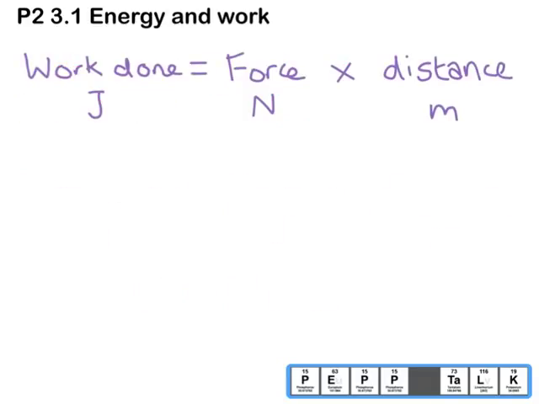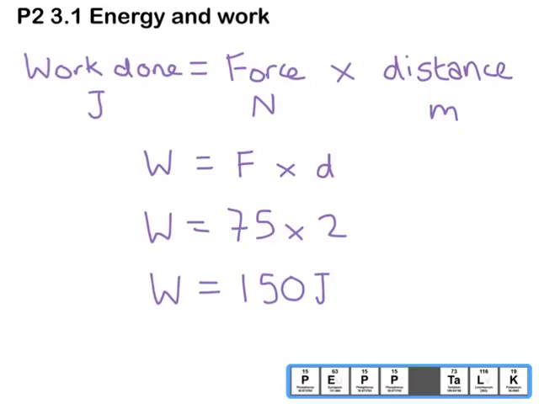So let's think back to me pushing that rock again. If I push that rock a total distance of 2 meters with a force of 75 newtons, how much work have I actually done? So let's do it like we're doing it in the exam here. First thing I'm going to do is write down the equation I'm going to use. W for work equals F for force multiplied by D for distance. Then I'm going to substitute in my figures. So it's a force of 75 newtons multiplied by 2 meters. So you can see that that is going to give me the amount of work done is 150 joules.